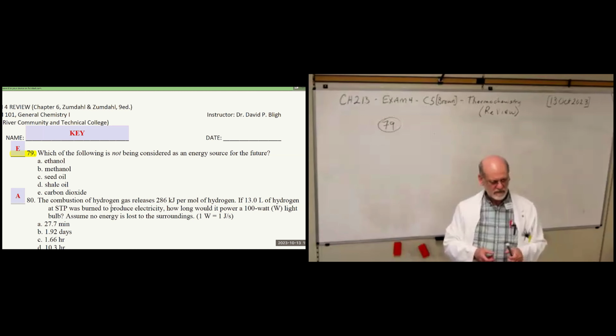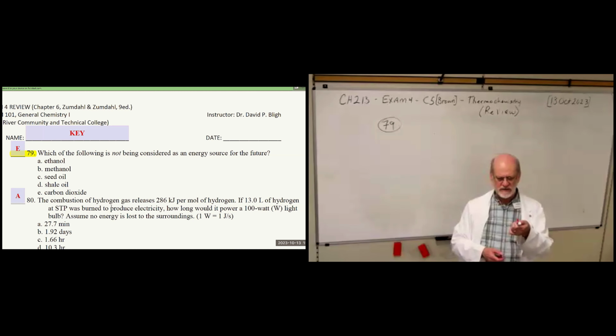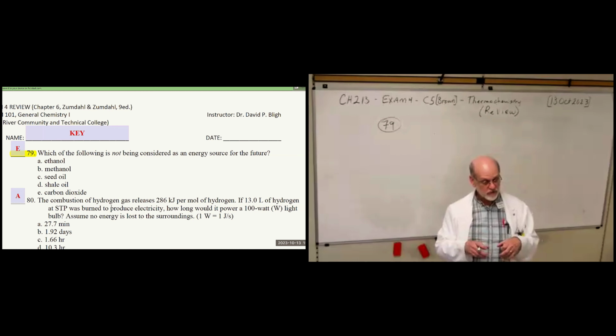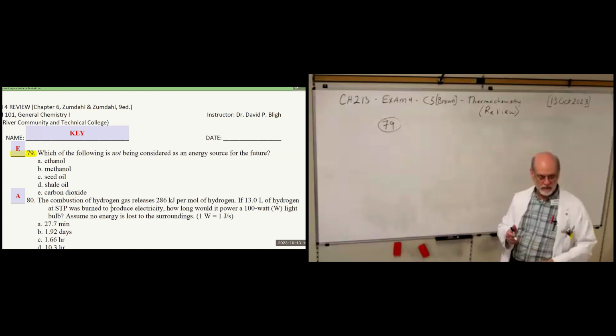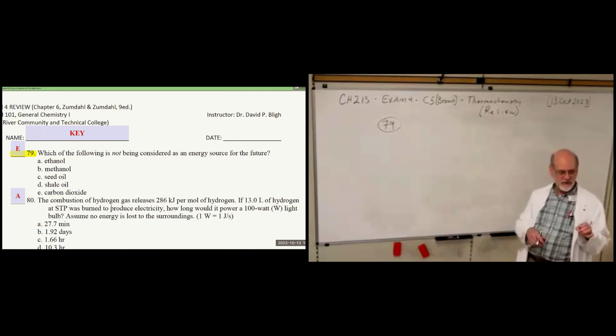Right, seed oil. Anybody, you had anatomy and physiology? Okay, so they told you what a true fat is. That's the kind of oil we're talking about. So it's a triglyceride.